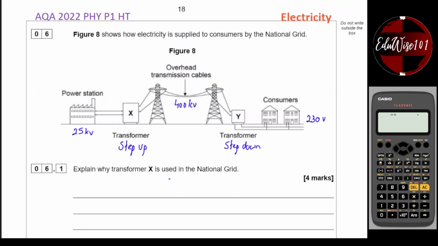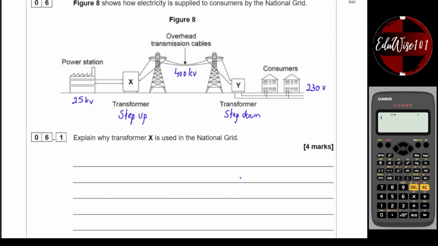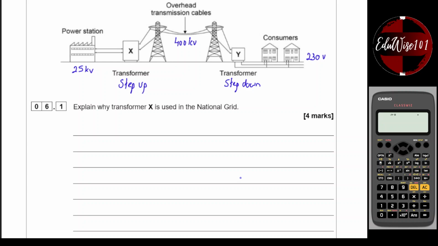For office buildings, it might be slightly higher, but let's assume these are houses, so it's about 230 volts. Explain why transformer X is used in the national grid. Now, you need to understand it's about making sure that the power that is generated in the power station is transmitted to the consumers without losing too much of that power. So how would you do that? By trying to reduce the energy loss due to heating. Energy is lost in the wires due to heating because of resistance. In order to reduce the heating, you'll have to reduce the current. Now, if you want to reduce the current, you'll have to increase the voltage.